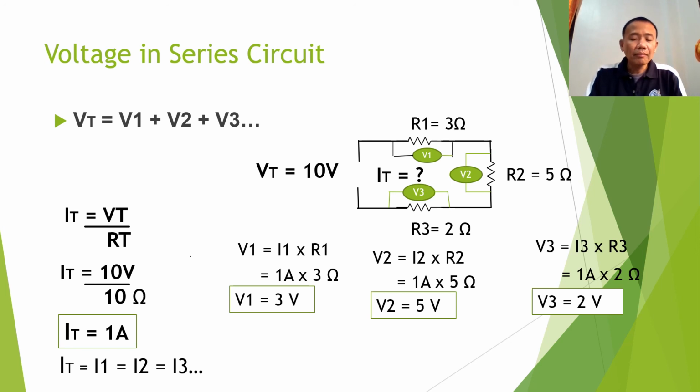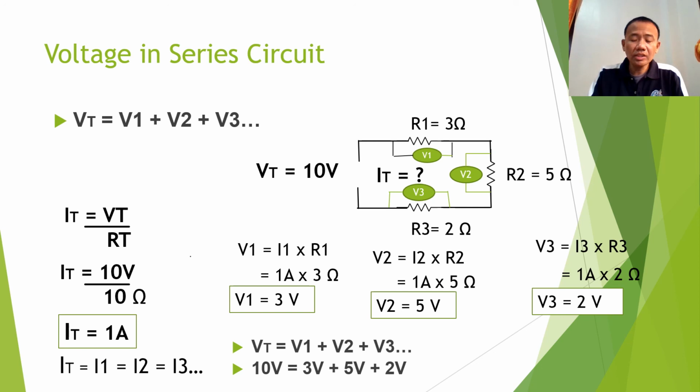Now, to check if our solution is correct, basically, voltage in a series circuit says that VT is equivalent to V1 plus V2 plus V3 and so on. It depends on the number of loads inside the circuit. Since we only have 3 loads, R1, R2, and R3, we simply add the values of V1 plus V2 plus V3, and it will give us the total voltage of 10 volts.